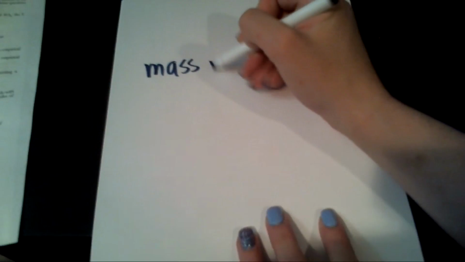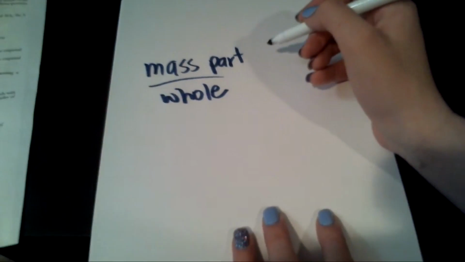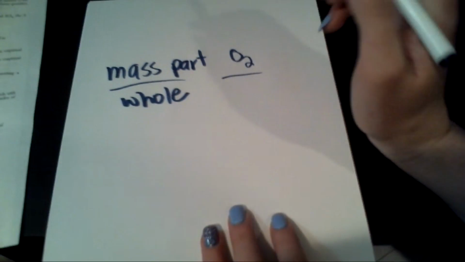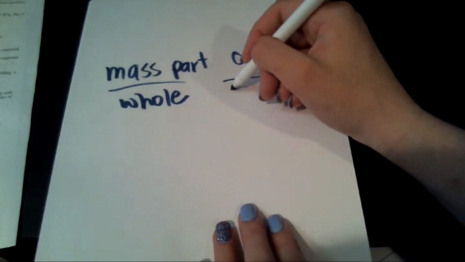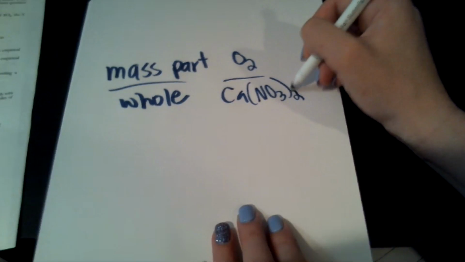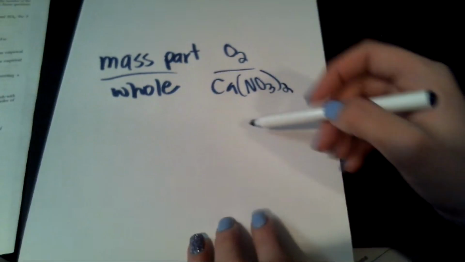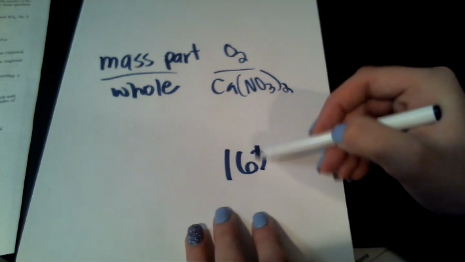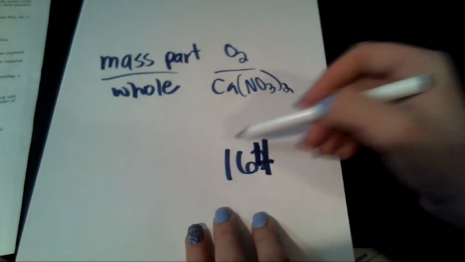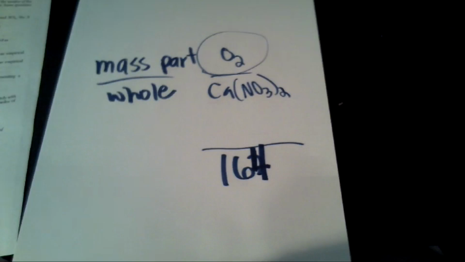Percent composition by mass is the mass of the part divided by the mass of the whole times 100. The part is the thing we're asking about, which is oxygen. The whole is the entirety of the calcium nitrate. They told us in the question that the calcium nitrate was 164. So the question is, how much oxygen do I have in calcium nitrate?